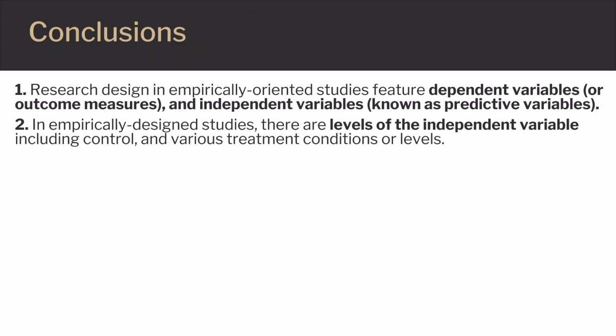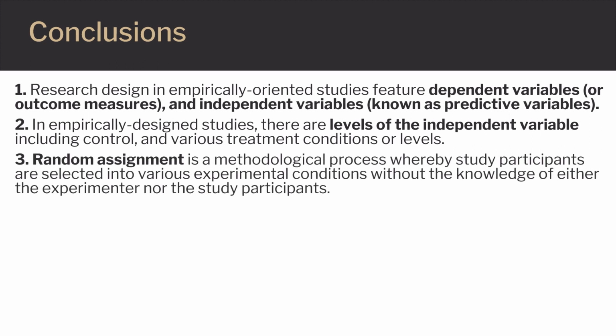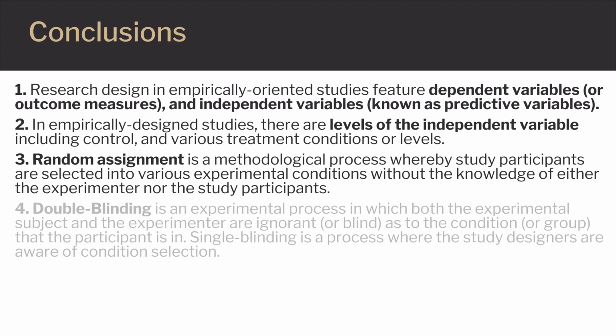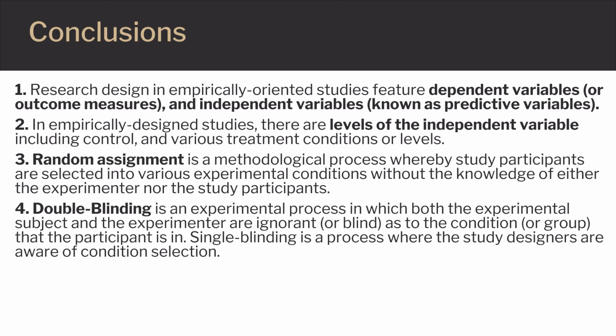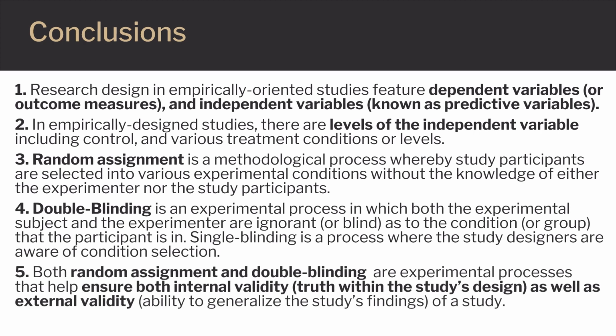In conclusion, random assignment is a methodological process whereby study participants are selected into various experimental conditions without the knowledge of either the experimenter or the study participants. Double blinding is an experimental process in which both the experimental subject and the experimenter are ignorant or blind as to the condition or group that the participant is in, while single blinding is a process where the study designers are aware of condition selection.